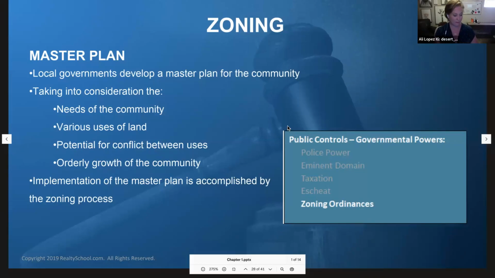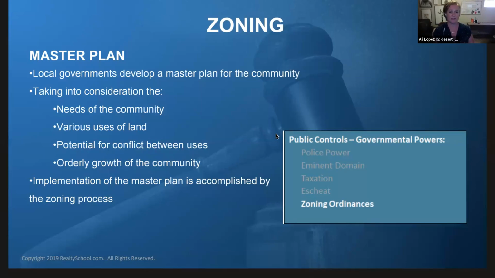Remember, enabling acts. A master plan gives local government the ability to decide where and when things are going to be built for the area. They take into consideration the needs of the community, the potential of conflict between the uses, the orderly growth of the community, and the implementation of the master plan is accomplished by the zoning process. We have multiple master plan communities here in Clark County. Green Valley is a master plan community.